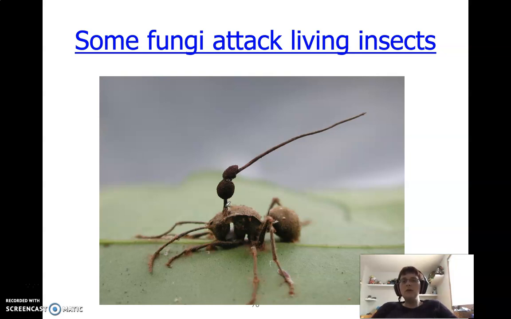I believe that there's a video game out there, I think it's The Last of Us, that is based on the idea that this does happen to humans, but this kind of fungus is not infecting humans. So this ends the lectures on fungi.